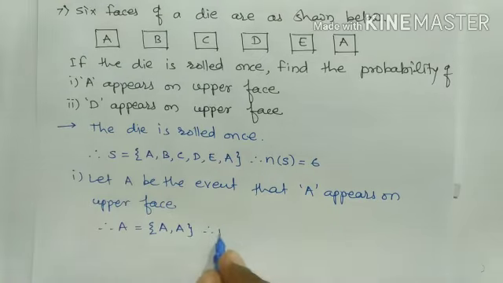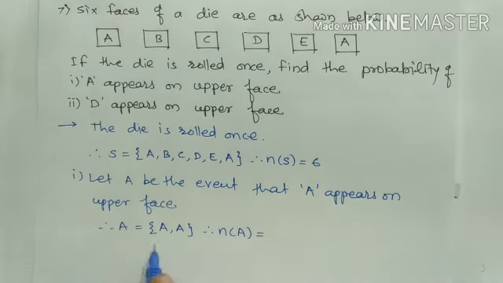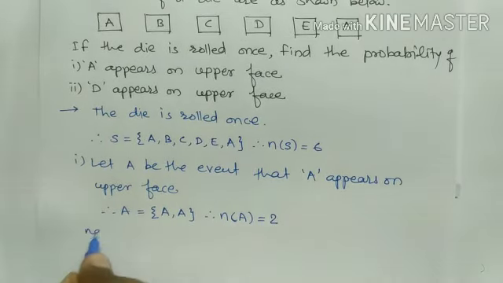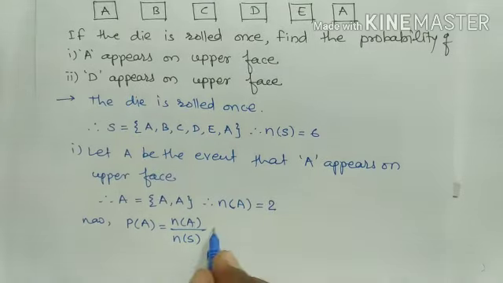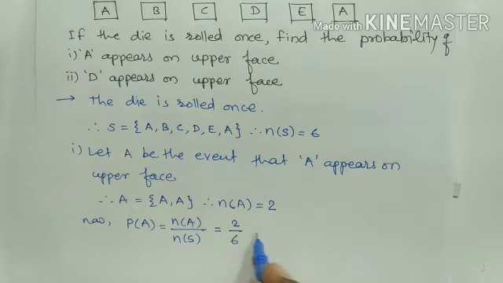And therefore this number of A, that is number of sample points in the event A, is 2. So here we write number of A equals 2. Now we have to find the probability of this event. So here we write the formula to find the probability of the event, that P of A, that is probability of event A, equals number of A upon number of S, that is equals 2. Number of A equals 2, number of S equals 6, that is equals 1 upon 3.